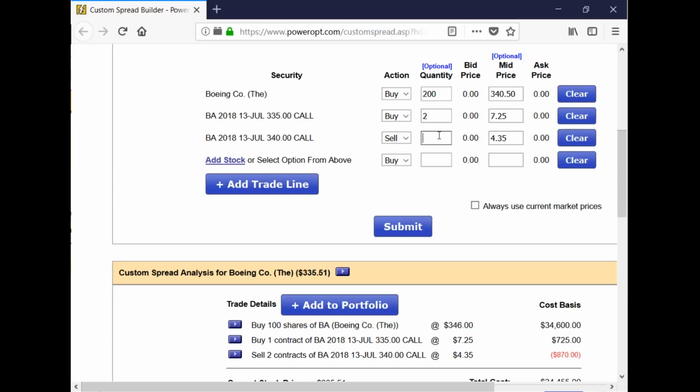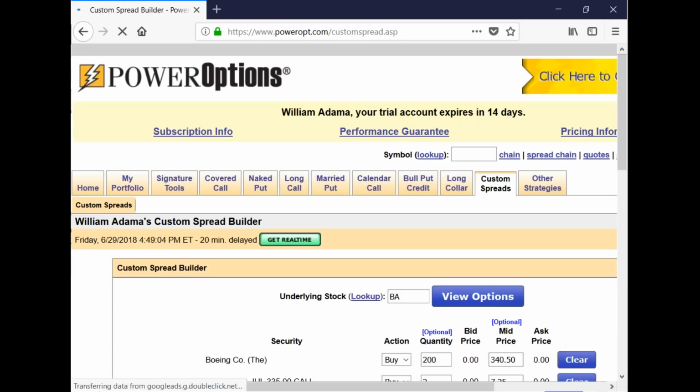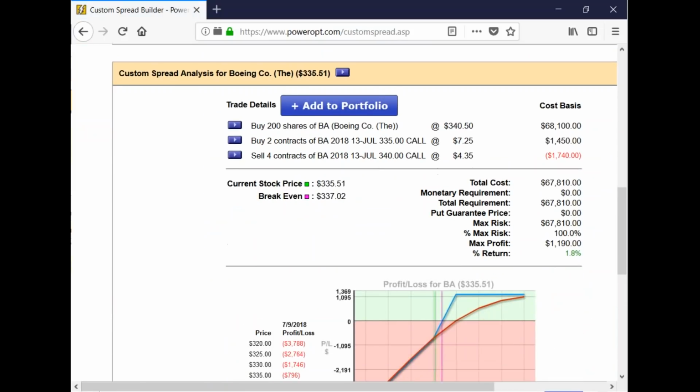Now I do the 2-to-1 ratio. I buy 2 and I sell 4. My break-even is now 337. Could make 1.8% if the stock recovers to 340.